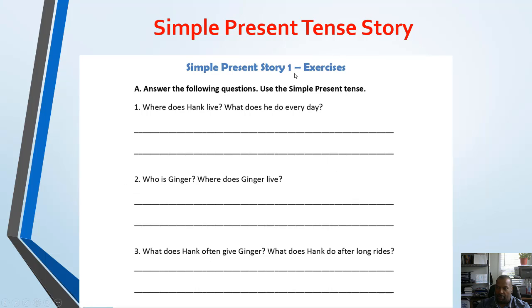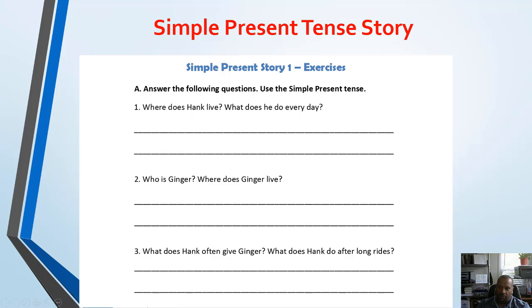Let's talk about the exercises. Answer the following questions. Use the simple present tense. Where does Hank live? What does he do every day? Second question: who is Ginger? Where does Ginger live? Third question: what does Hank often give Ginger? What does Hank do after long rides?